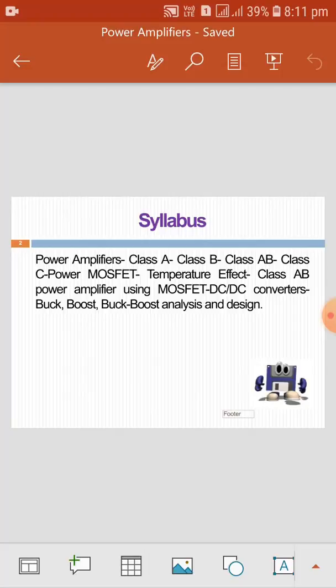In this presentation, we are going to cover the fifth unit of our subject Electronic Circuits 2. In that, it contains power amplifiers class A, class B, class AB, class C, power MOSFET, temperature effect, class AB power amplifier using MOSFET, DC to DC converters, buck converter, boost converter, buck boost converter, and analysis of all these converters and design of these converters.